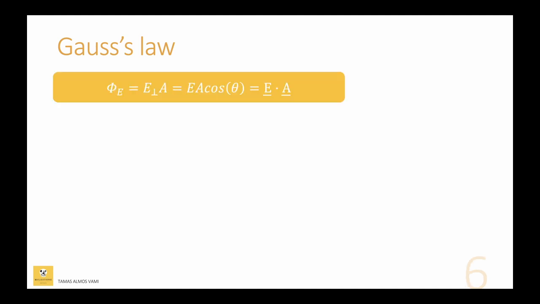As I said earlier, the electric flux, which we denote with the letter phi, is the electric field that's perpendicular to the area that we use to enclose it by. So this perpendicular notion is essentially taking the cosine of the angle between the electric field and the surface, and we realize that this is essentially a scalar product of two vectors, the electric field vector and the surface vector.